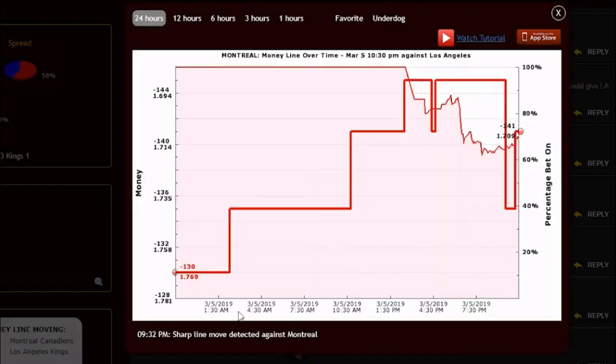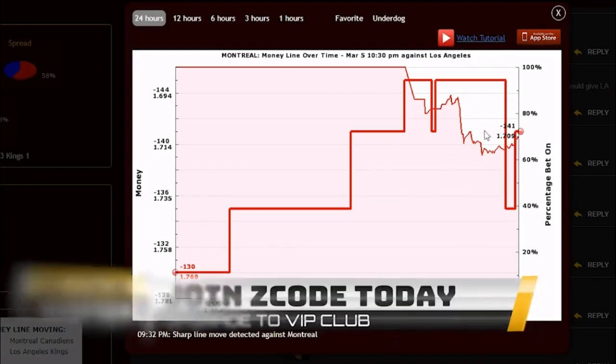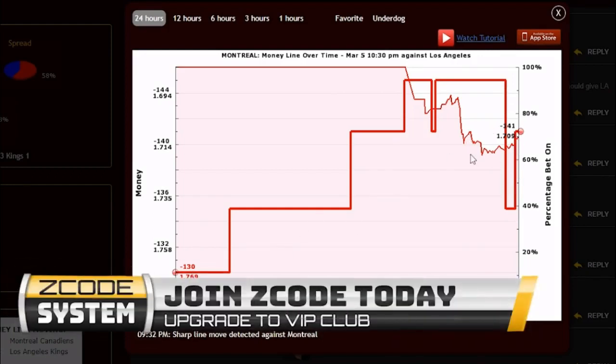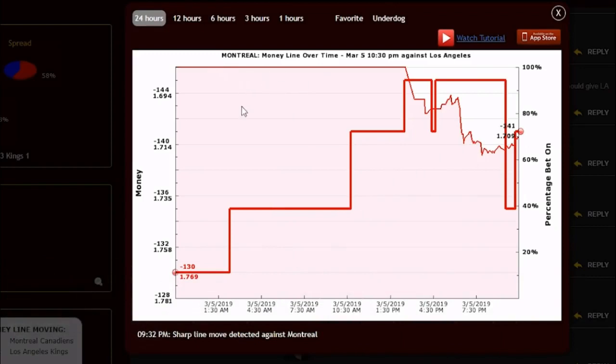And if we look at the line, there's no strong reversals, so you can see the line opened here at -130 and closed here at -141. There is no reversal, so this is again just a bit of noise, and the line moved very clear in the support of Montreal. So if I had to bet on this game, my conclusion would be that Montreal will have an easy win against the Los Angeles Kings.